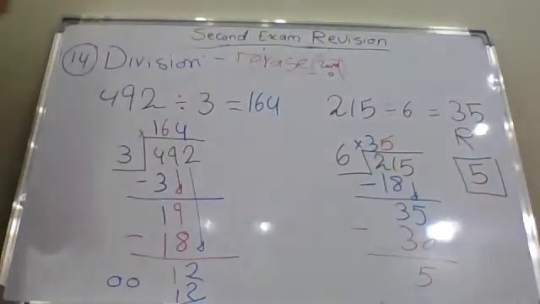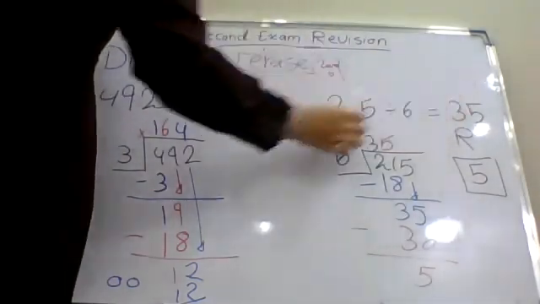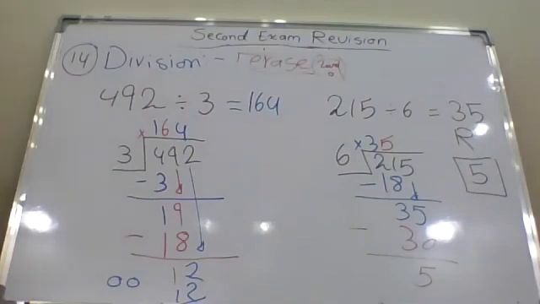Okay, so inside this 215, I have 35 sixes, and I have 5 left after I make the division. So this is our material for the second exam. Study very well and get ready.